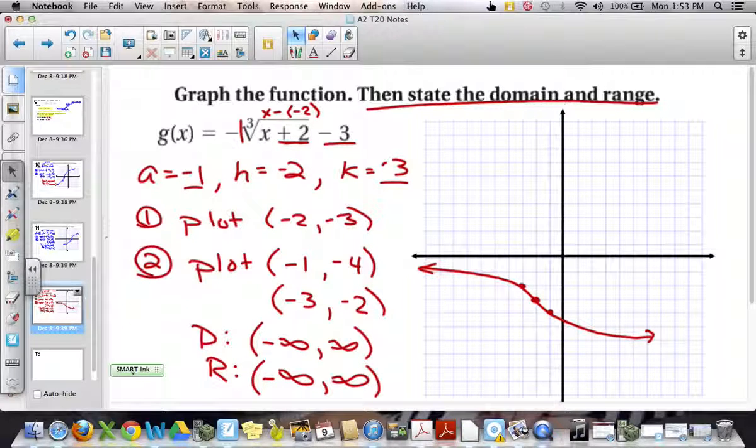All right, and that'll wrap it up for target 20. We just have one more target left in this unit on solving radical equations. So look for that in a couple days.